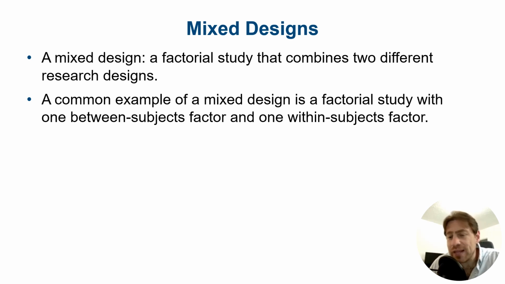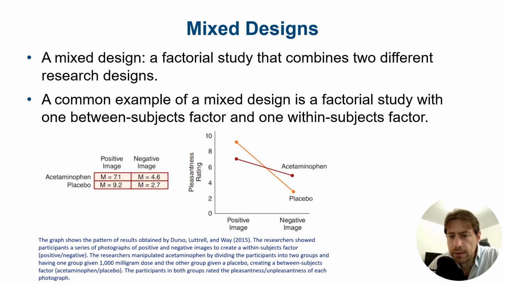So this flexibility allows researchers to handle factors differently depending on their characteristics. So for example, using a within subjects design for one factor to reduce the number of participants needed, and maybe a between subjects design for another factor if you are trying to avoid order effects. Let's consider this example here of a mixed design study.